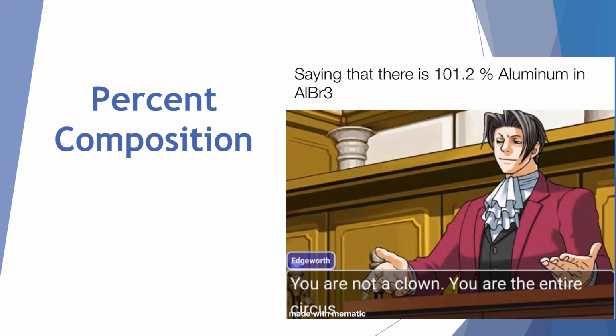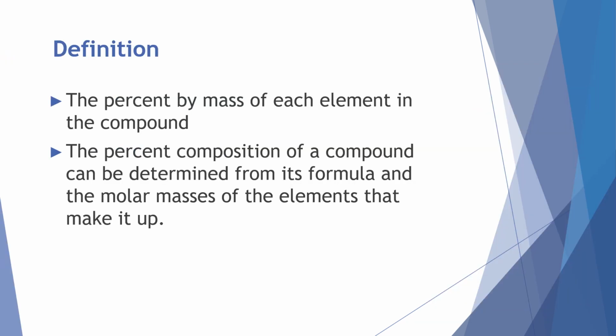This is your lecture on percent composition. It is the percent by mass of each element in a compound. The percent composition of a compound can be determined from its formula and the molar masses of the elements that make it up. So you have to know your molar masses and recognize how to get them by looking at the periodic table.